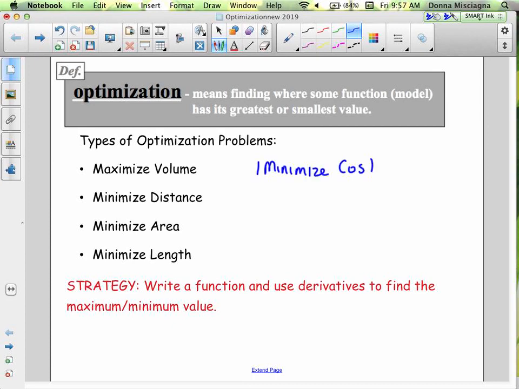And where's my writing? There it is. Minimize cost with an extra I in front. As it once comes off the top of my head.